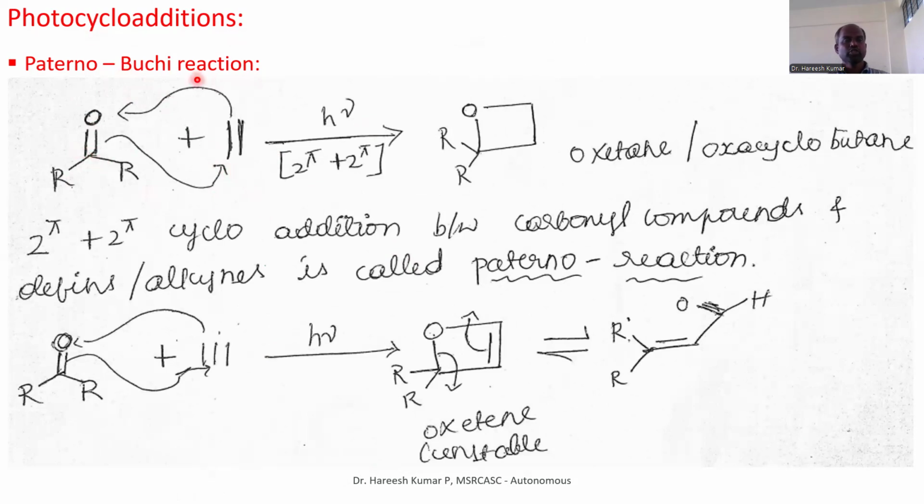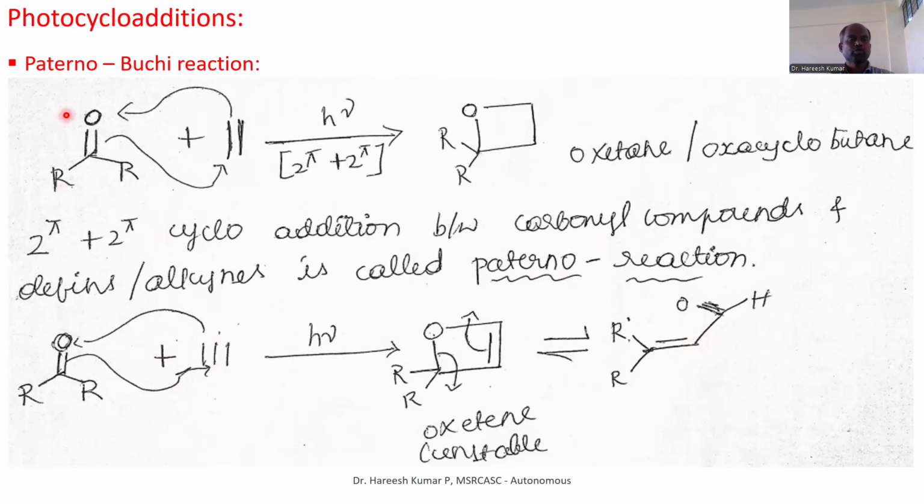So what is the Paterno-Buchi reaction? It's nothing but a 2 pi plus 2 pi cycloaddition. That means this is one 2 pi, this is another 2 pi. The 2 pi plus 2 pi cycloaddition forms an oxetane moiety. That means the cycloaddition between carbonyl compounds and olefins or alkynes is called the Paterno-Buchi reaction. So in place of an alkene, one can also take an alkyne. If the alkyne is the reactant, then the product will be alpha, beta unsaturated carbonyl compounds.